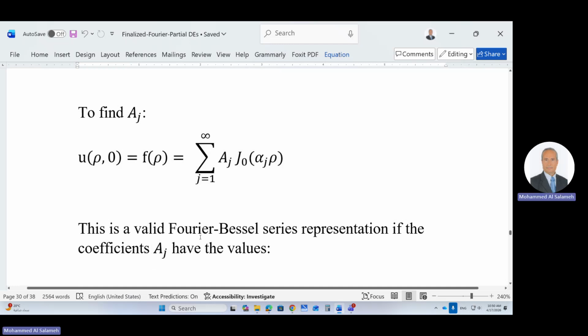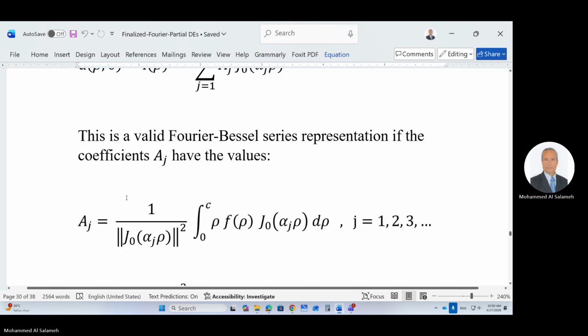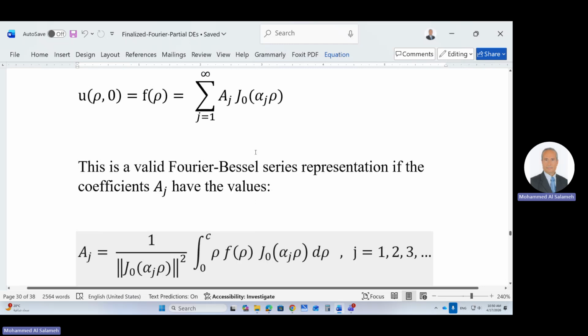This is a valid Bessel series representation if the coefficients a j have the values a j equal 1 over the magnitude squared of J0 of alpha j rho, times the integration from 0 to c of rho f of rho J0 of alpha j rho d rho. Here the weighting function is rho for Bessel functions. So this is a generalized Fourier series with the magnitude squared, and here the weighting function is rho.